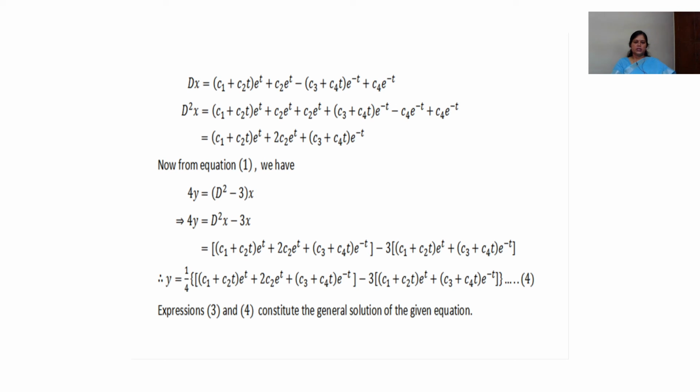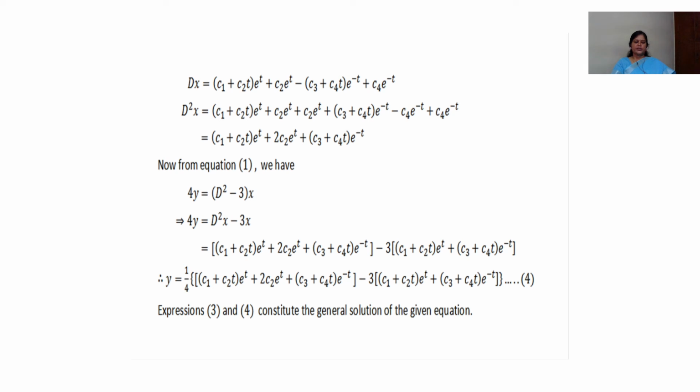Now we have all the d square x terms. So we are going to combine those terms along with e to the power t and e to the power minus t. So we will get d square x is equal to c1 plus c2 into t e to the power t plus 2c2 e to the power t plus c3 plus c4 t into e to the power minus t. Now from equation 1 we are going to substitute these values.